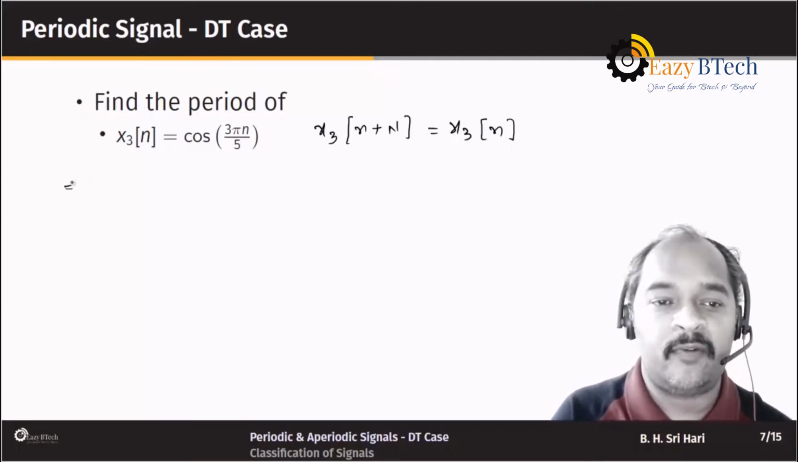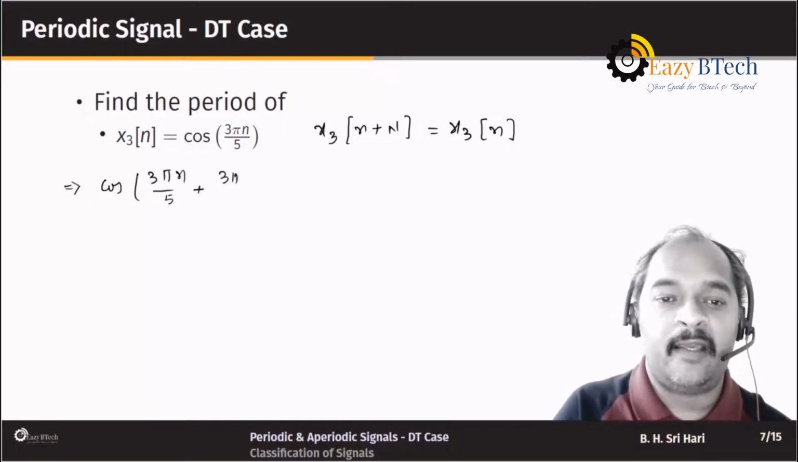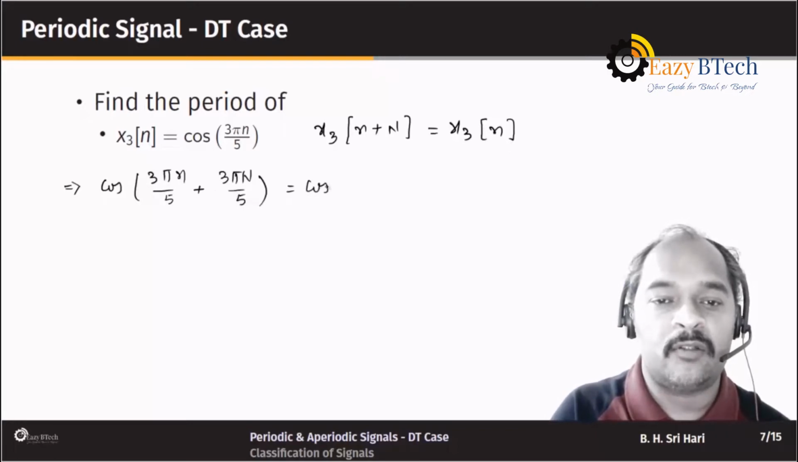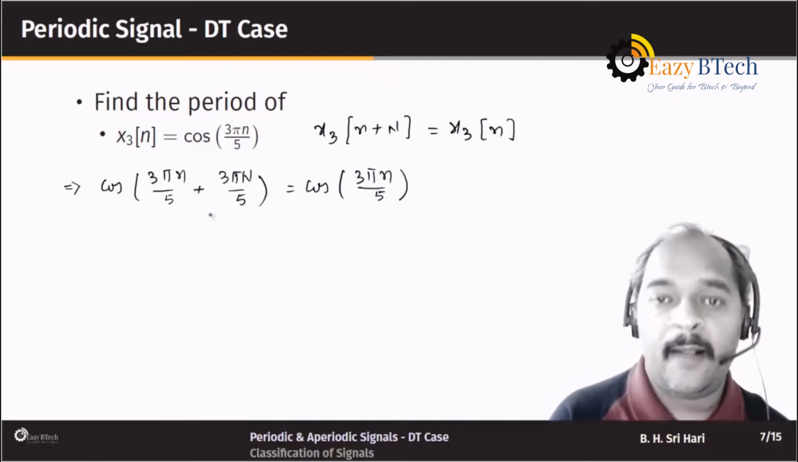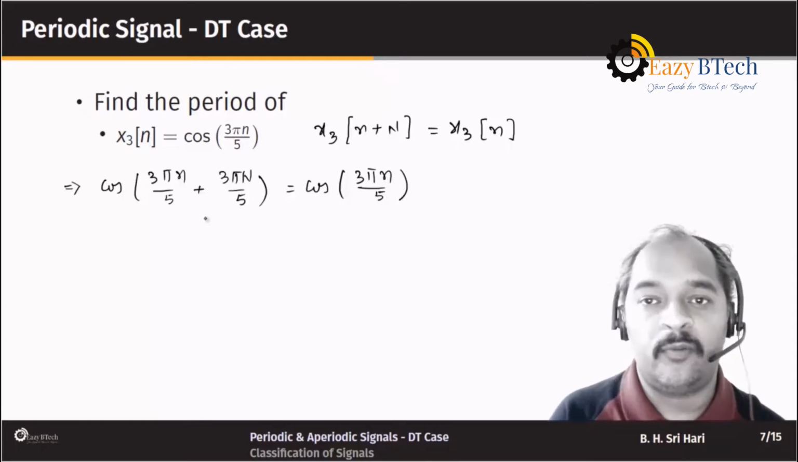So this implies, what do we see? We see that cos of 3 pi n by 5 plus 3 pi capital N by 5 should be equal to cos of 3 pi n by 5. So when is this possible here? So the second term should be 2 pi or integer multiple of 2 pi. Note that capital N should always be an integer.